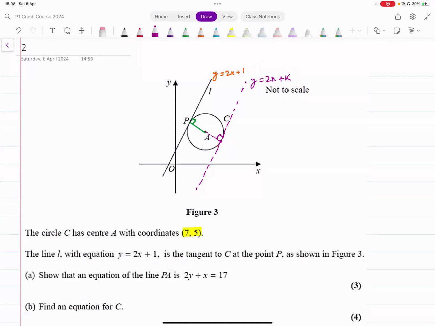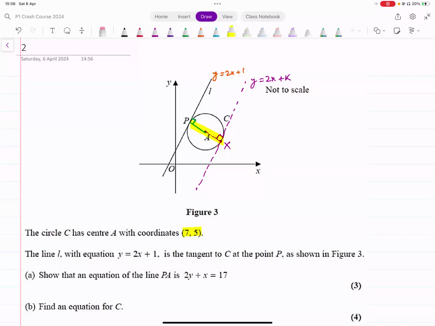Let's call this point something. Let's call this point X, for instance. The tangent at point X is going to be perpendicular to the radius at the point X, right? That tells us that this line, PX, is a straight line for which A is the midpoint.